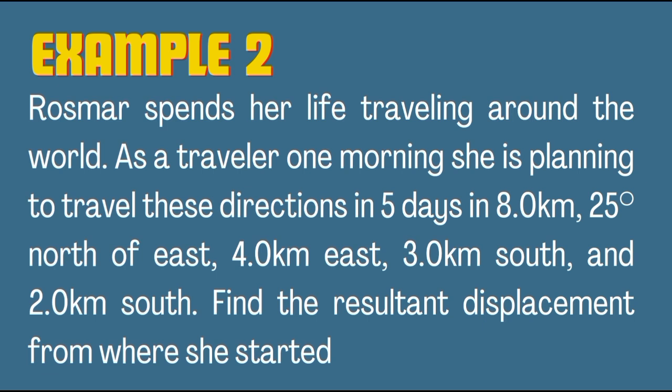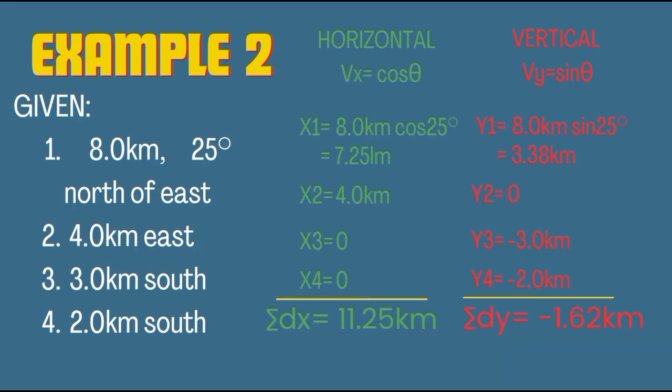Example number 2. Rosmar spends her life traveling around the world as a traveler. One morning, she is planning to travel these directions in 5 days: 8 kilometers 25 degrees north of east, 4 kilometers east, 3 kilometers south, and 2 kilometers south. Find the resultant displacement from where she started. Given: 8 kilometers 25 degrees north of east, 4 kilometers east, 3 kilometers south, 2 kilometers south.